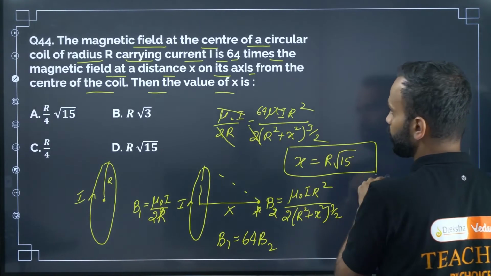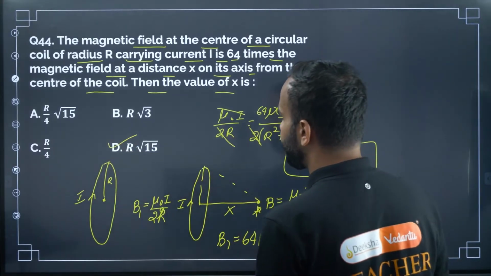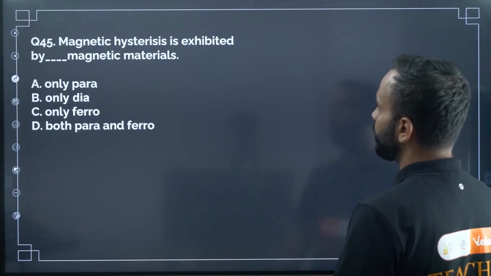X equal to r into root 15. So the correct option is D. Okay, next question. Question number 45.